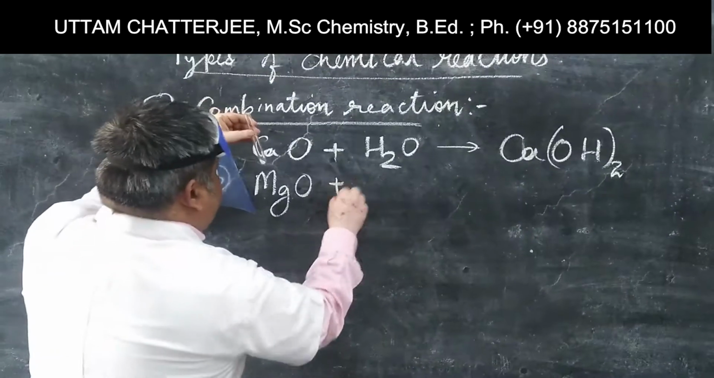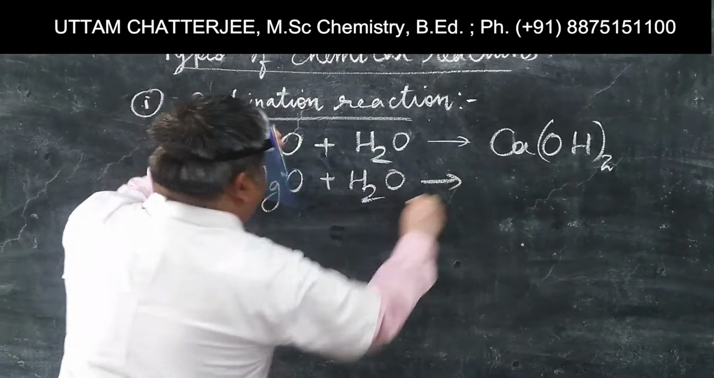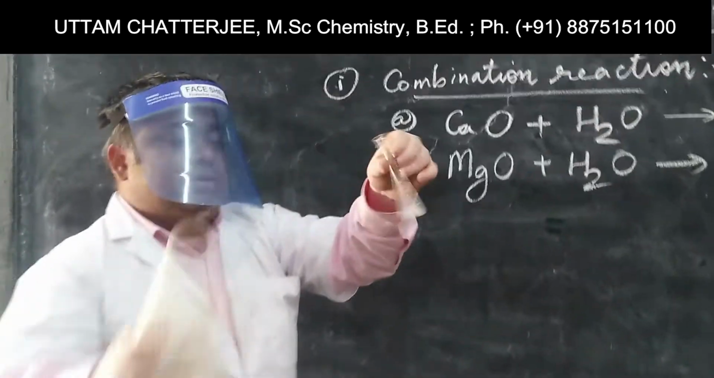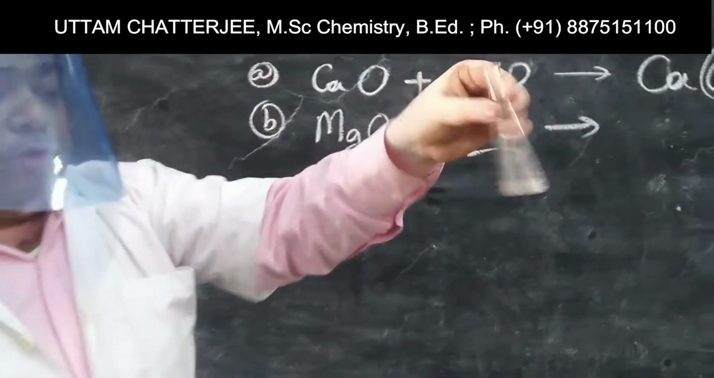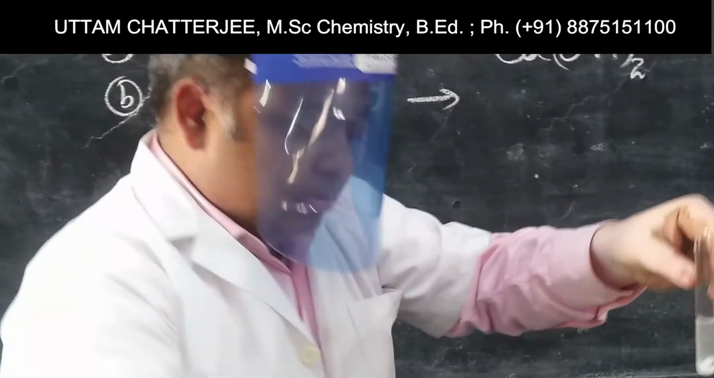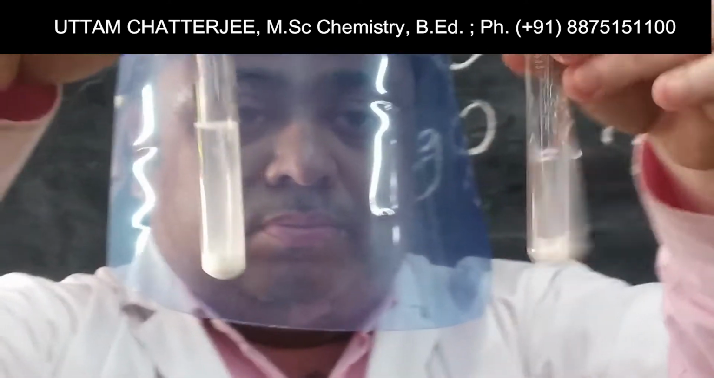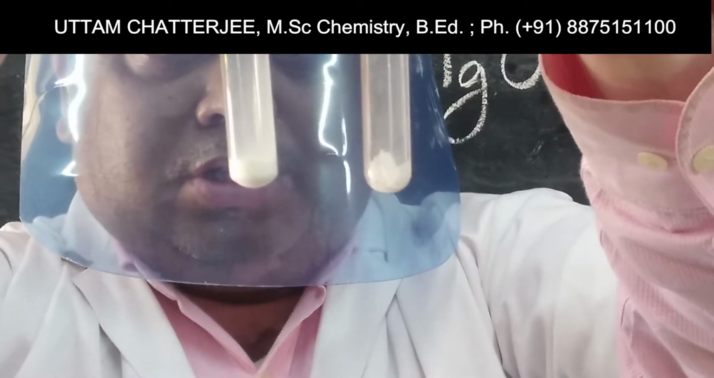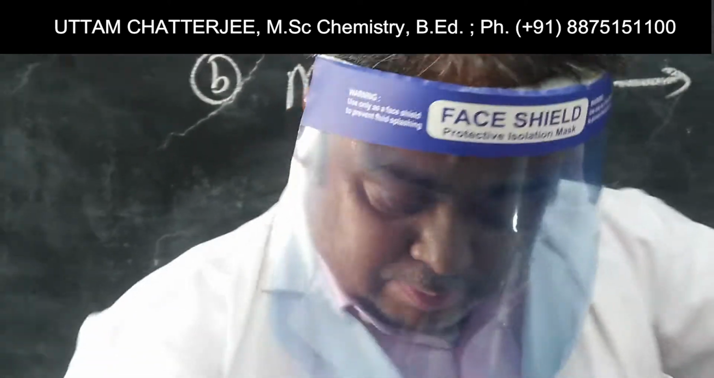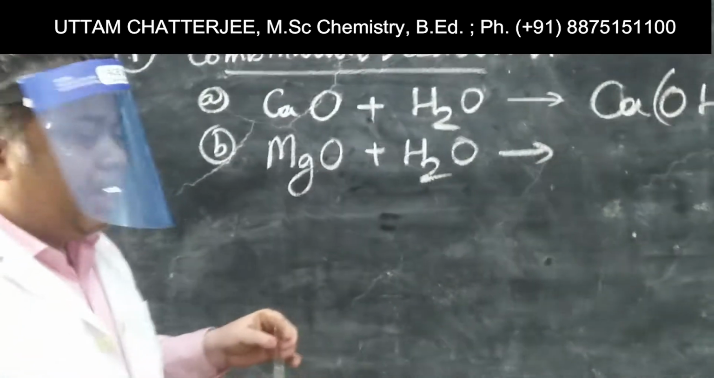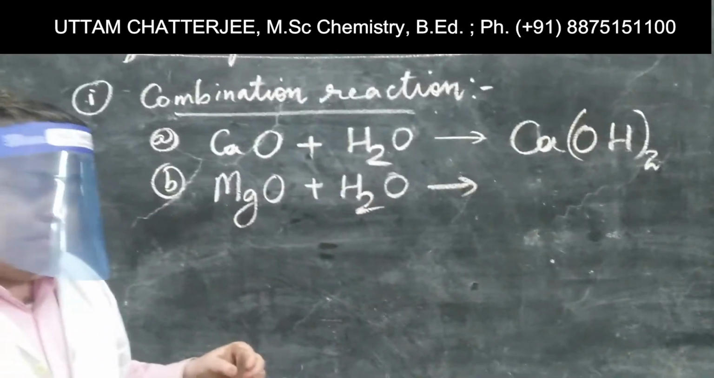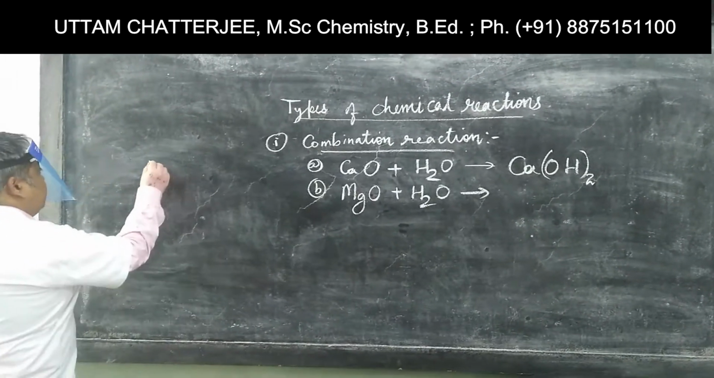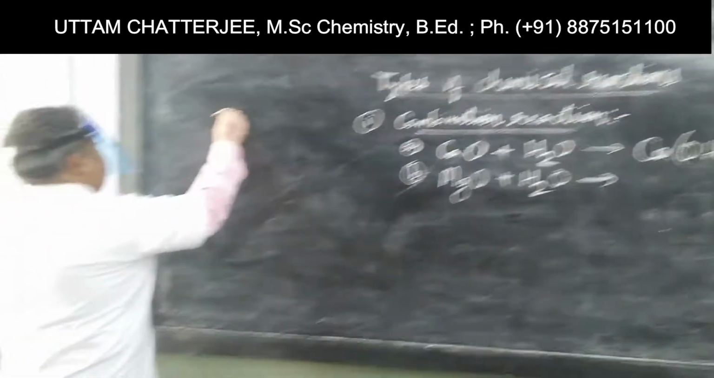Now again I will put water in this, and what will happen? It will react with the water and it will form a similar kind of solution. See? Similar kind of solution is formed. That means calcium and magnesium both are the brothers of the same family. Yes, they are. They are from group 2 of the periodic table.